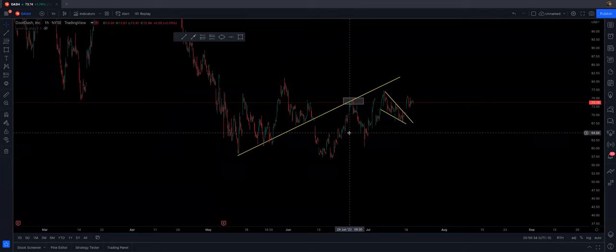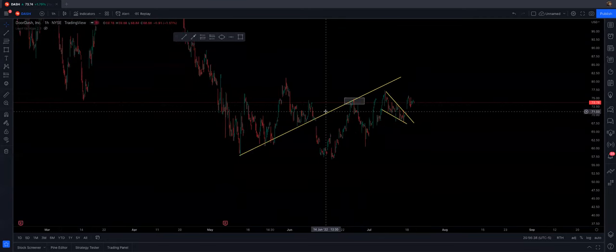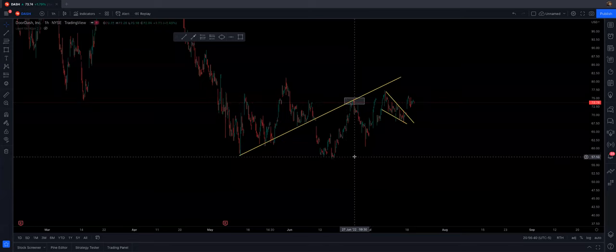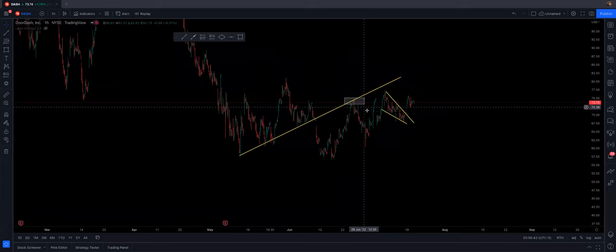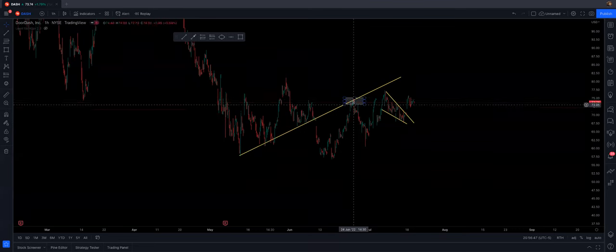I should have just held or did a better contract. But that was my first time trading dash, so I didn't really know how the contracts move. I should have just held this move. But it's all good. Right there, we had a break, and it retested, and we took another put entry.